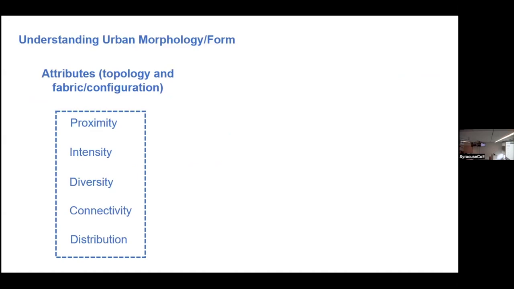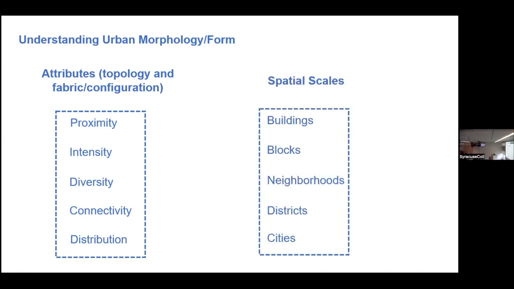It's essentially about the topological relationships and the 3D structure of a group of buildings, such as the proximity, intensity, diversity, connectivity, and the distribution. Okay, you can read more about this. And then what is the scale? The scale basically means you can study urban morphology of these attributes for a building complex, for several buildings, for buildings within a block, within a neighborhood, district, or entire city. So you can combine them and do all kinds of analysis.